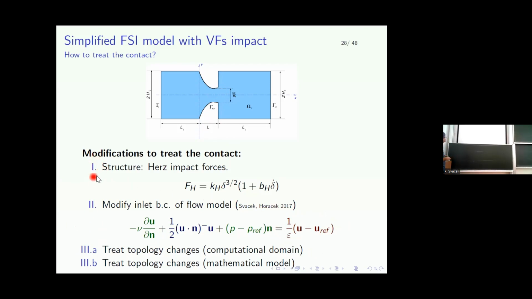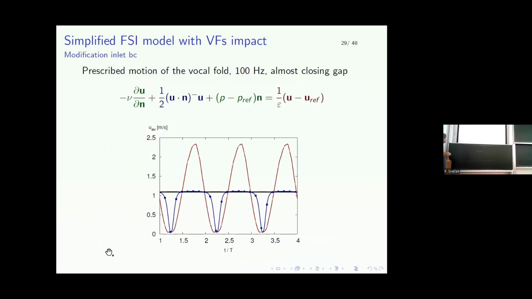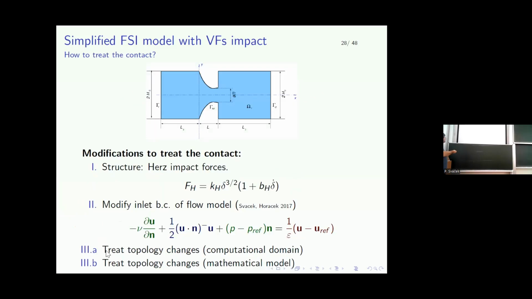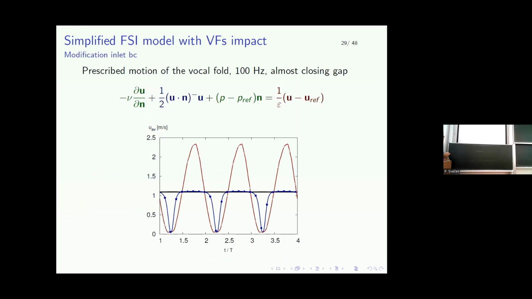Okay, so to include the contact in the problem, we need to somehow take the topology changes of the computational domain into account, and we need to modify the mathematical model in this case. So let me just show what I said about these boundary conditions. This is the behavior for the case where we prescribe the vibrations of the vocal folds almost closing the channel. We did several cases, but this gives you the idea that if we prescribe the velocity, it keeps constant, but the pressure goes to non-physical values.